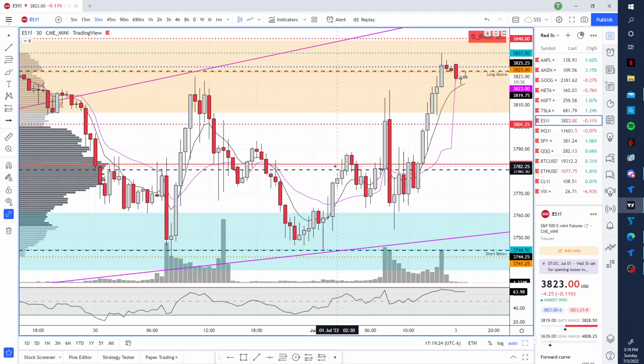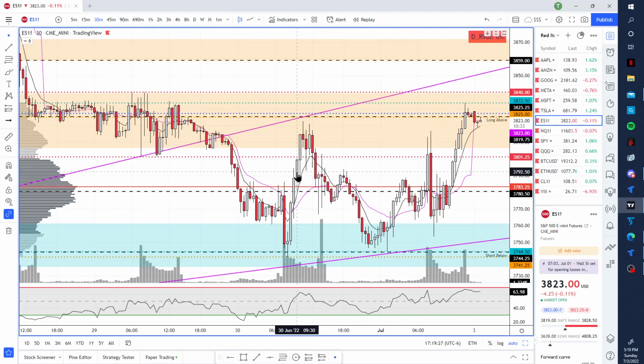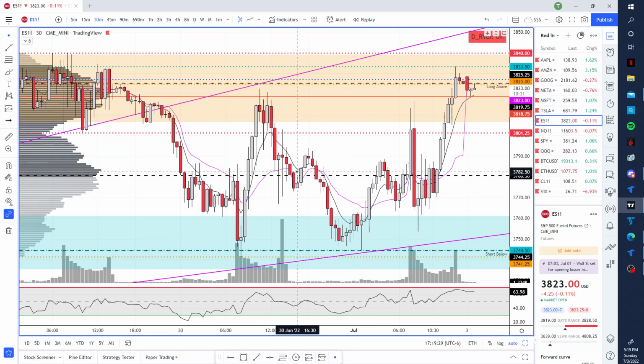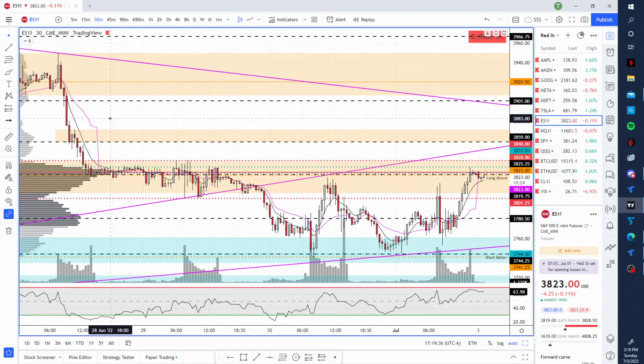I think the 30 gives good signs as well. It just takes a little longer. Is it too late for entry if you look at 15 and 30? Sometimes the 30 can be. Other times it's pretty good, I think.